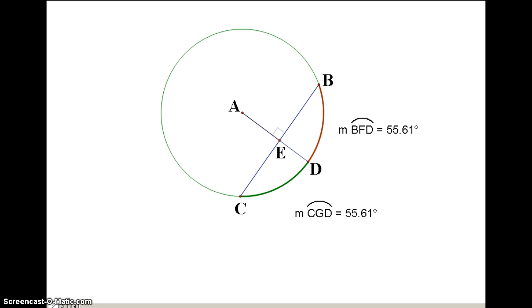We know that the same thing would happen if we had a diameter here, because a diameter is just 2 times a radius. So if a diameter was perpendicular to a chord, it would also bisect that intercepted arc. But not only does it bisect the intercepted arc, it also is going to bisect this chord. So let's look at the lengths of our chord segments. We can see that EC is 3.78, which is congruent to EB at 3.78.